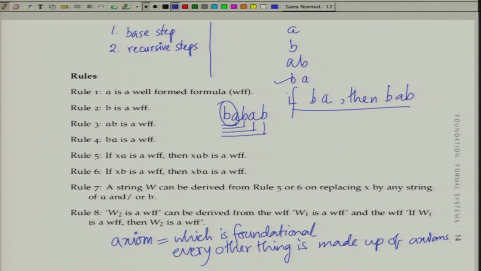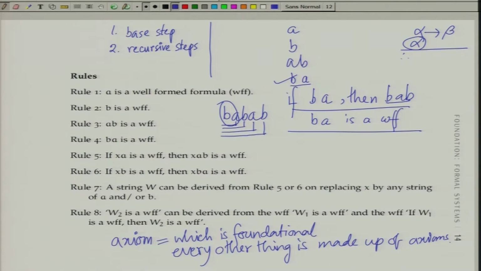I have BA here. Once again, look at the modus ponens idea, that is, in order to derive beta from alpha implies beta, I need alpha. Now, here in order to derive BAB from if BA is a WFF, then BAB is a WFF, I need BA, and already it is there, already BA is a WFF, I know. So, I know BA is a WFF.